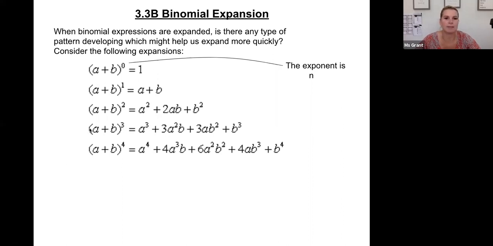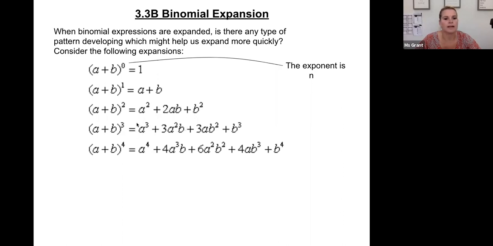Let's focus on a plus b to the third power. Everybody look at this, a plus b to the third power. Starts out with the third power. A then becomes the second power. A then becomes the first power. And then there's no a. B is to the first power. B is to the second power. Okay.